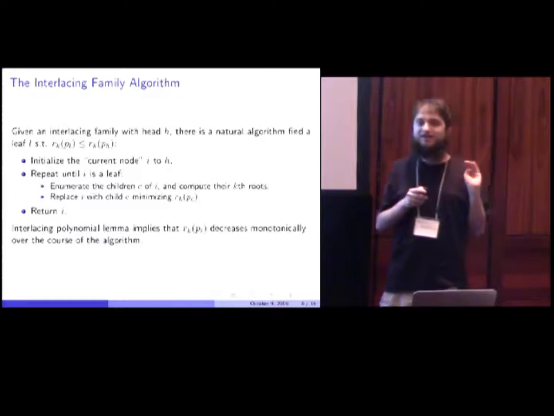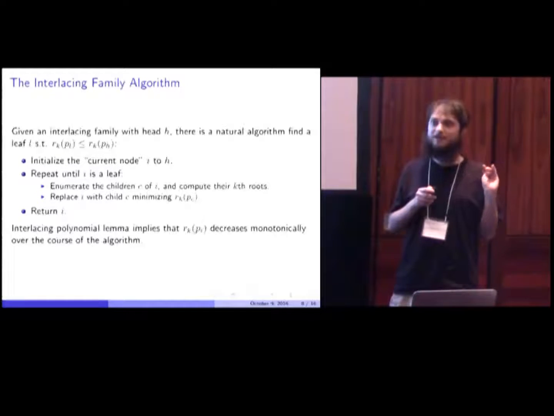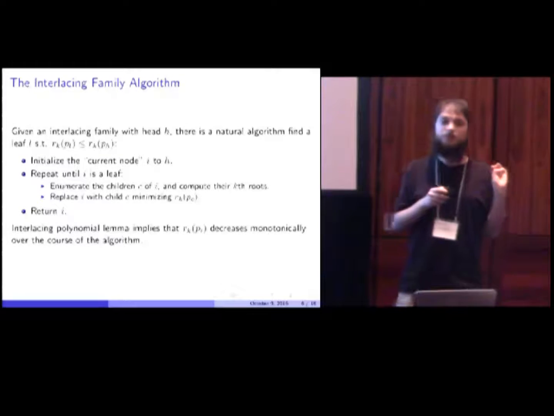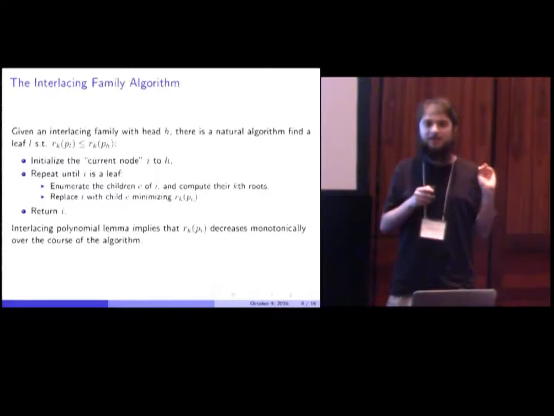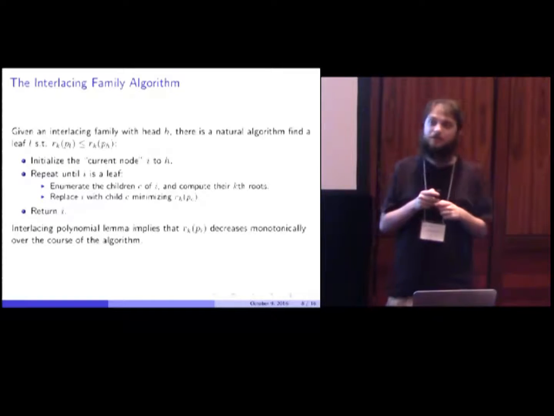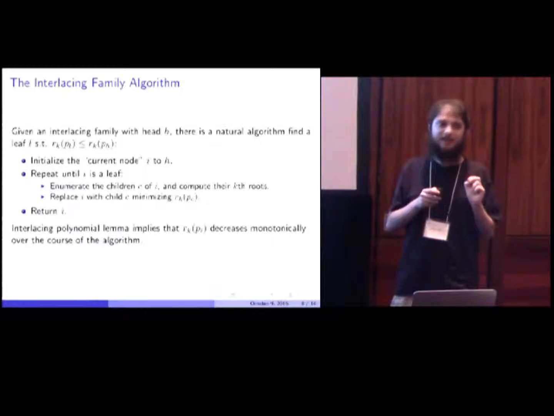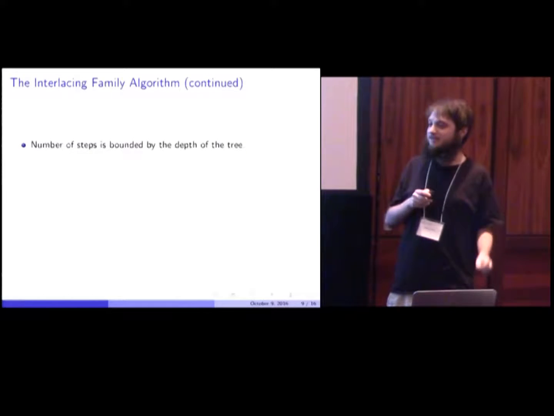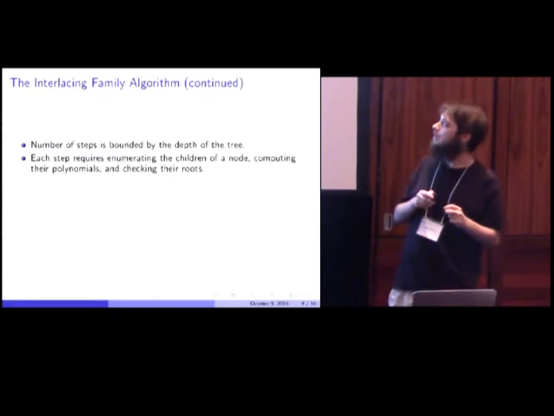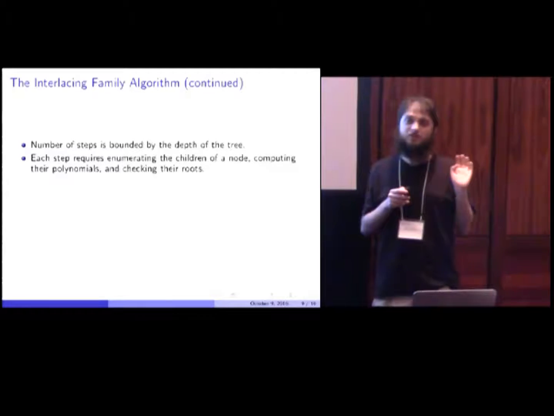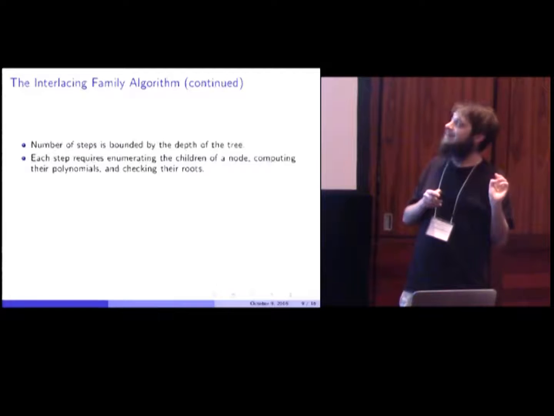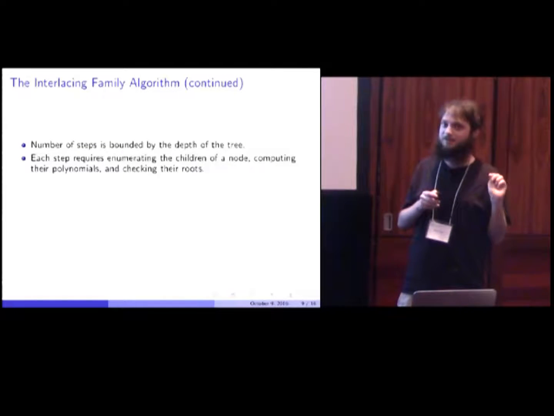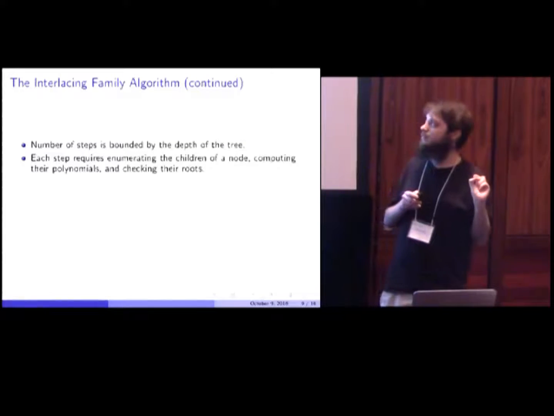Okay, so why does this work? It's clear that it returns a leaf, but why is that leaf guaranteed to have a smaller max root? Well, the max root of the current polynomial decreases monotonically. This follows from the interlacing lemma that I presented before. Your max root must be somewhere in the span of the max roots of the children, so if you pick the smallest, it must be less than yours. The number of steps is clearly bounded by the depth of the tree, because you always descend by one. What each step requires is that you enumerate your children, compute the corresponding polynomial of each child, and finally find or estimate the max root of those polynomials, or compare them somehow.